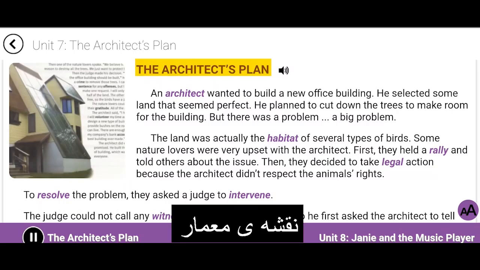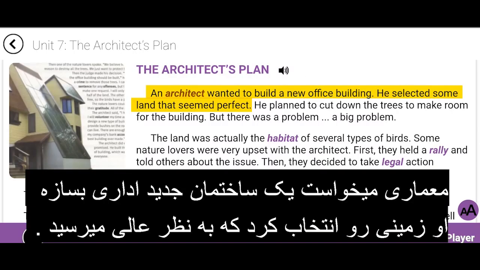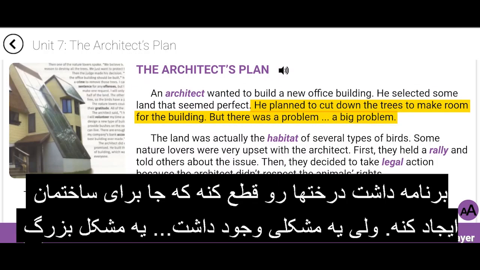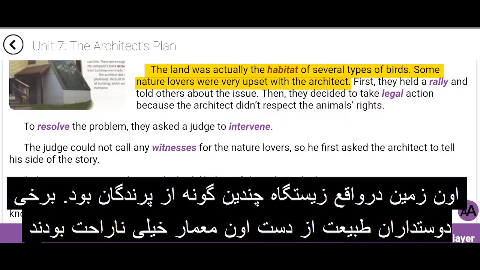The architect's plan. An architect wanted to build a new office building. He selected some land that seemed perfect. He planned to cut down the trees to make room for the building. But there was a problem. A big problem. The land was actually the habitat of several types of birds. Some nature lovers were very upset with the architect.